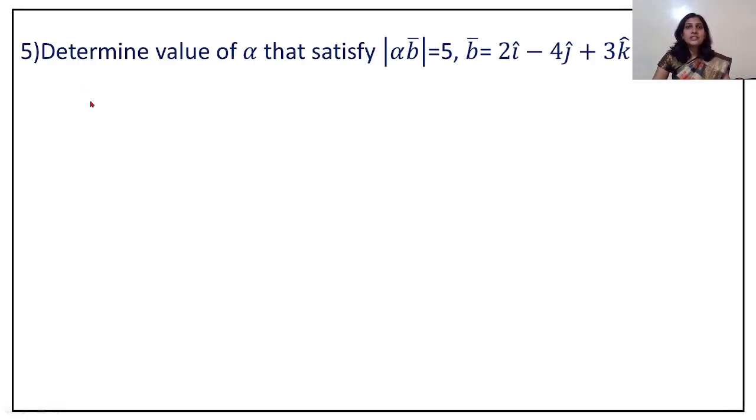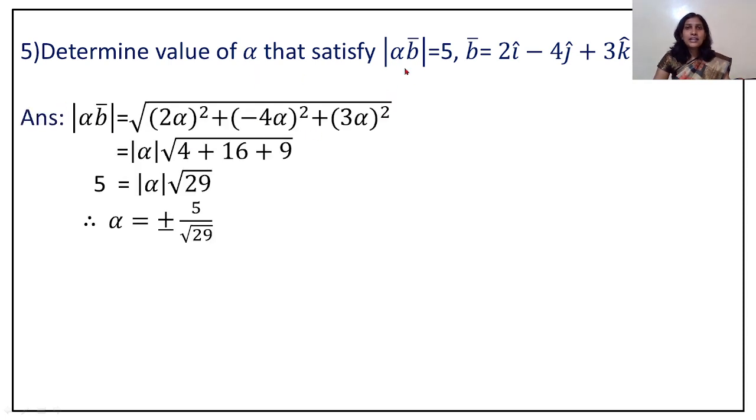Then, determine the value of alpha that satisfies the magnitude of alpha b bar is equal to 5, where b bar is equal to 2i cap minus 4j cap plus 3k cap. This is a very important example, which carries 2 marks. We have to find the value of that scalar, that is alpha.